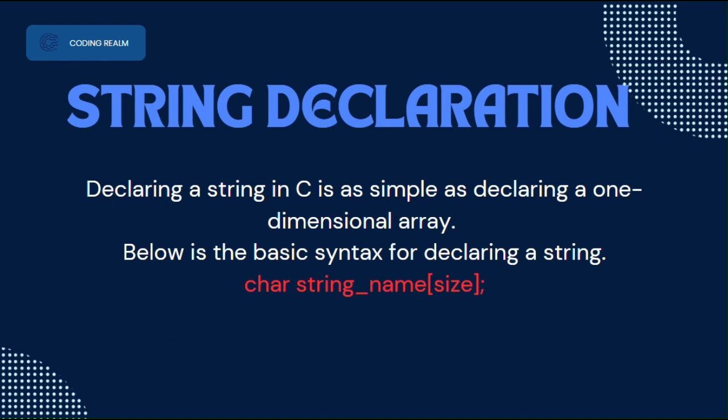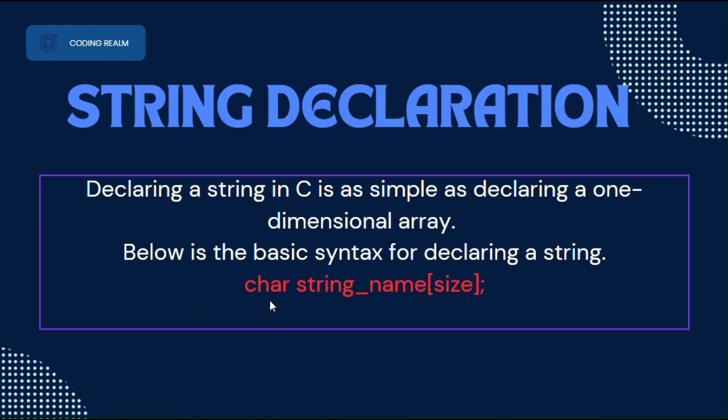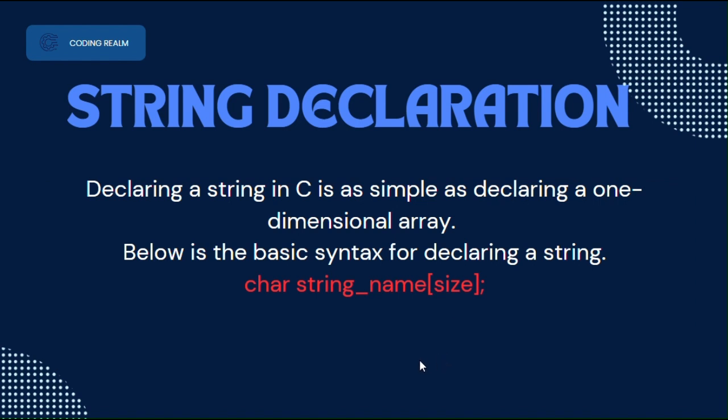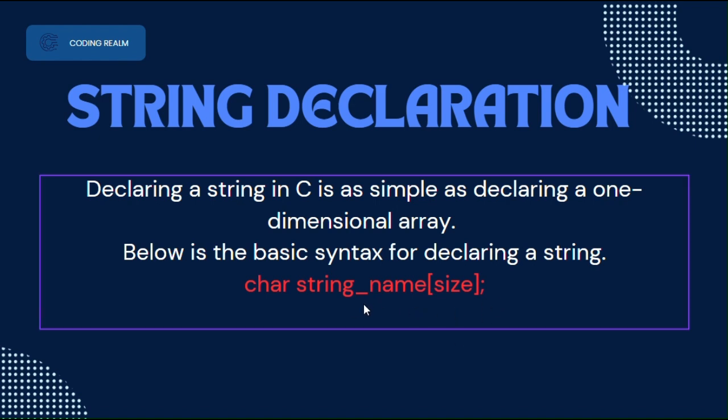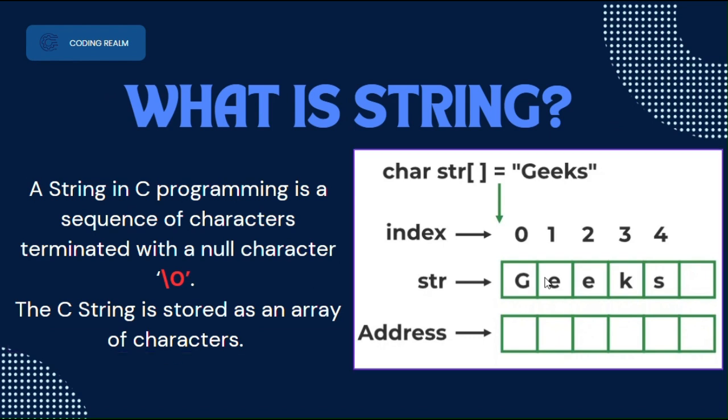Now, how to declare a C string? Declaring a string in C is as simple as declaring a one-dimensional array. Below is the basic syntax of declaring a string. First, it starts with char, the data type. We put the string name and the size of the string. For example, char str and the size is 10. Like here, char str, the name of the string, and the elements of the string. Here I don't put the size of the string.